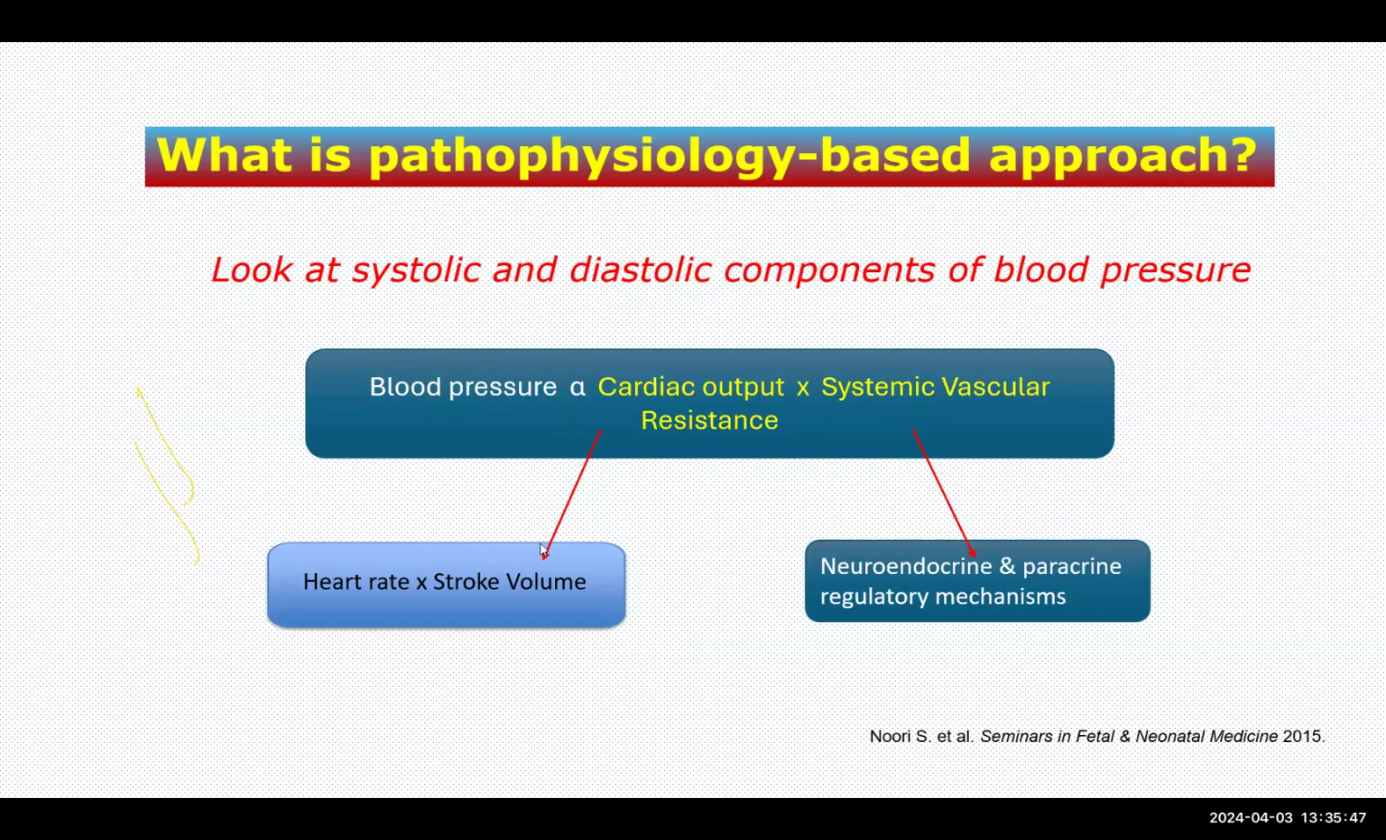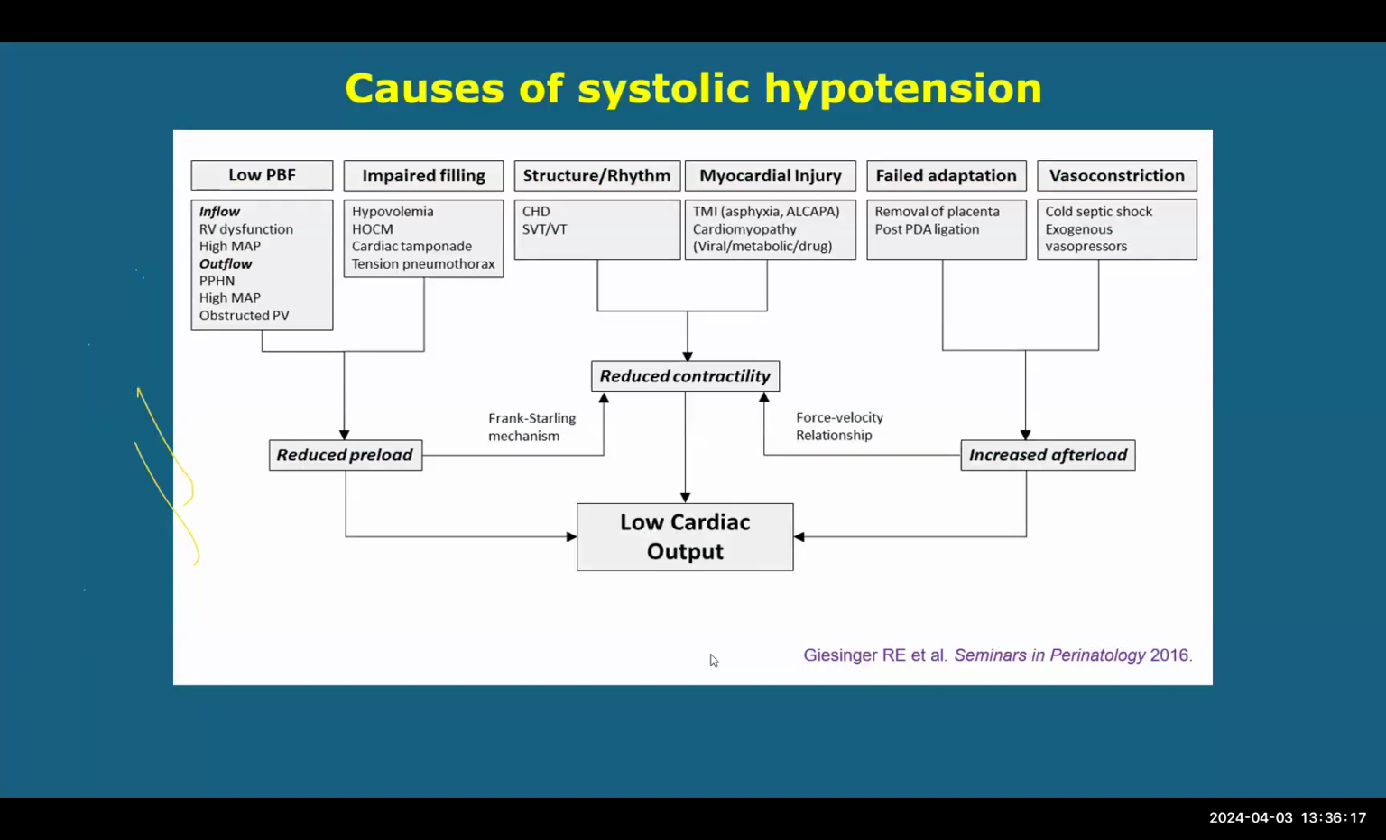We know that cardiac output is heart rate times stroke volume. Systemic vascular resistance is a manifestation of neural, endocrine, and paracrine regulatory mechanisms. So blood pressure is a representation of cardiac output and systemic vascular resistance. Systolic blood pressure in particular is a good marker for cardiac output, while diastolic blood pressure is a good marker for systemic vascular resistance. I like this table from the late Dr. Reagan, published in Seminars in Perinatology. I always use this to teach the trainees.